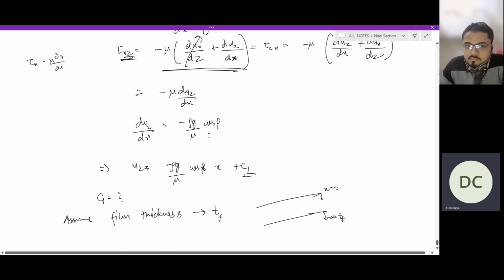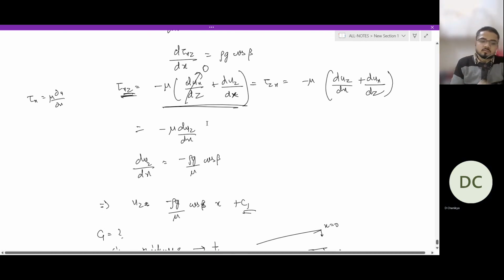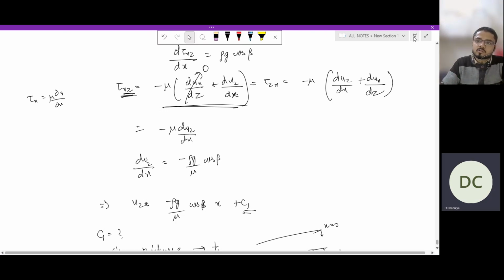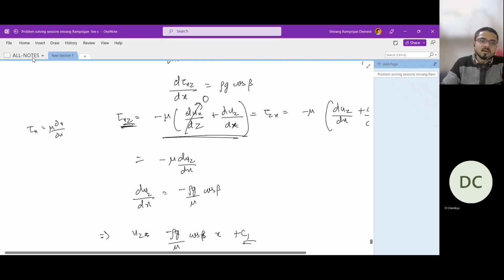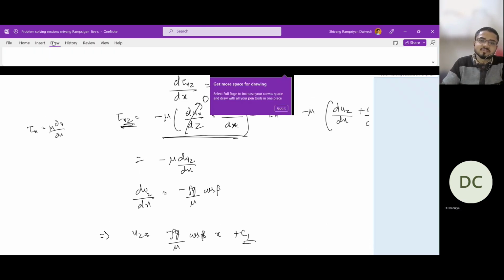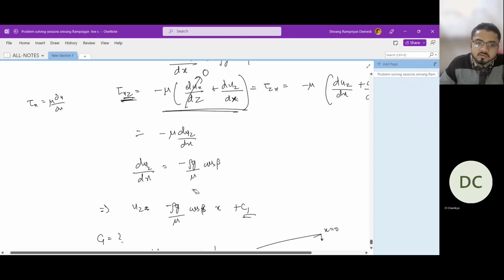Again, we are differentiating. First of all, we have to take the derivative of tau x. Oh, right. I'm sorry about that. Yes, you're right. Perfect. Good point. So this means that you are actually paying attention. That's good. I just missed this out. Sorry.